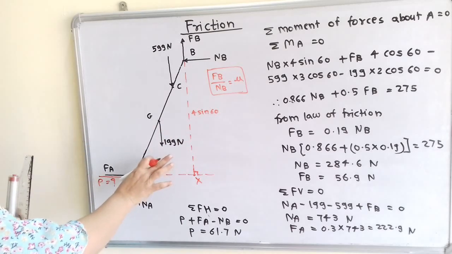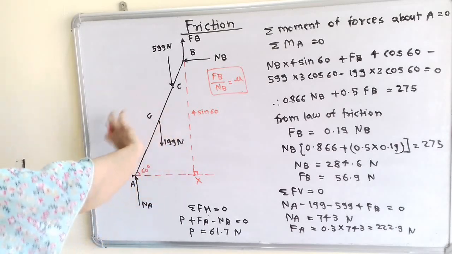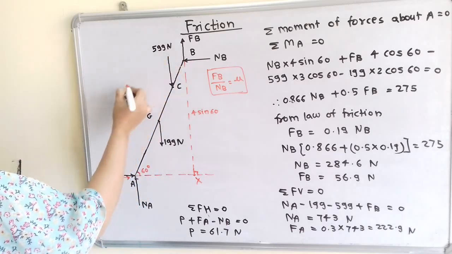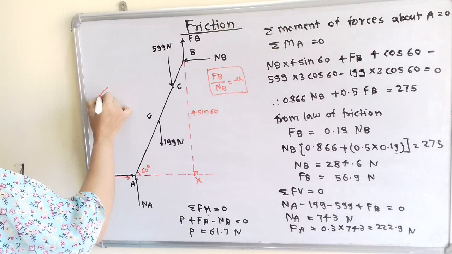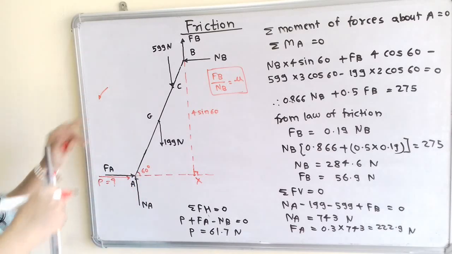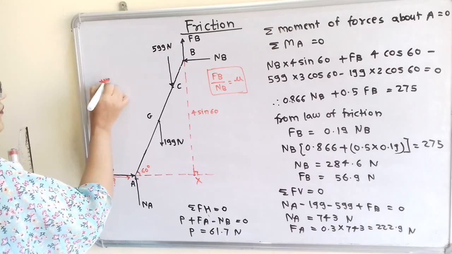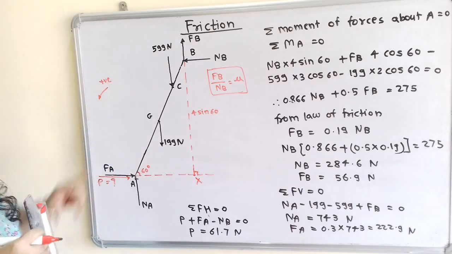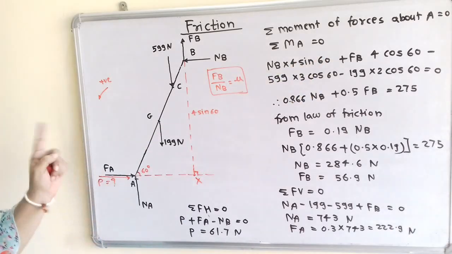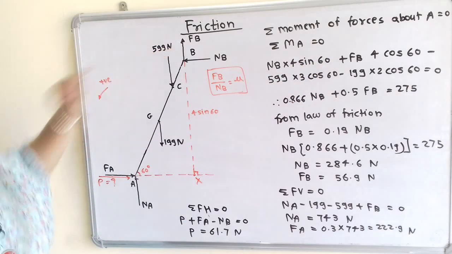Now if I move the compass in the direction of this NB about point A, then here is the motion in this anti-clockwise direction. For this anti-clockwise direction we will use the positive sign. So plus NB into 4 sine of 60. Now we will take the next force FB.